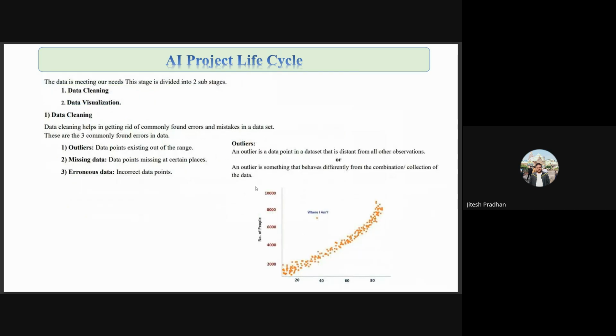Okay, now during the exploratory data analysis, we have to do two things. First one is known as data cleaning. Second one is known as data visualization. Now, what is data cleaning? Data cleaning is a process of getting rid of commonly found errors, mistaken information or mistaken features. Okay, so there are three kinds of commonly found errors. First one is known as outliers. Second one is known as missing data, and third one is known as erroneous data.